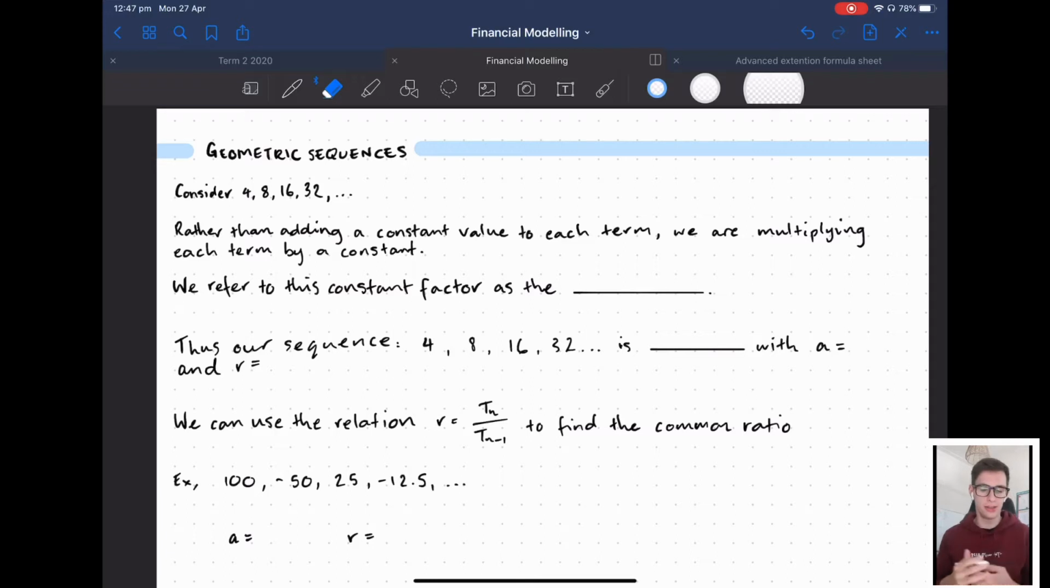Today we are doing geometric sequences. So we've already looked at arithmetic sequences, which is where we're adding a common difference each time to each term. Today we're looking at geometric, where, I won't spoil it, but instead of adding, we're going to be doing something different. So we'll jump right into it.